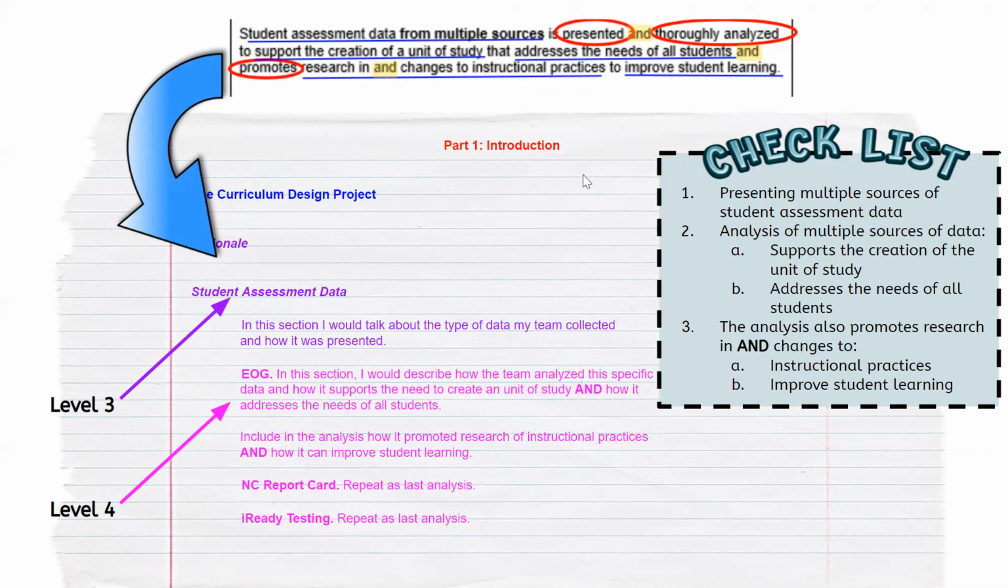But what you could do is talk about 1, 2, and 3 consecutively. Like I can talk about what are those multiple pieces of data.